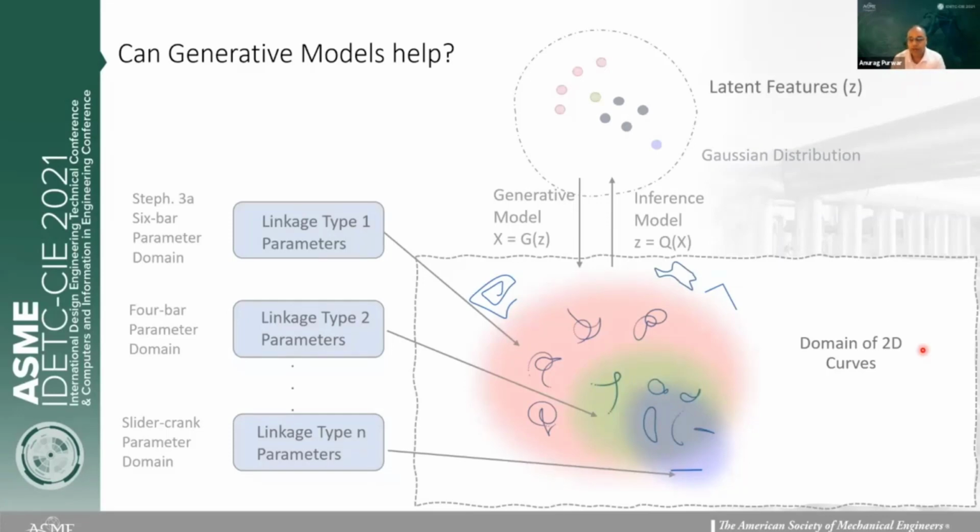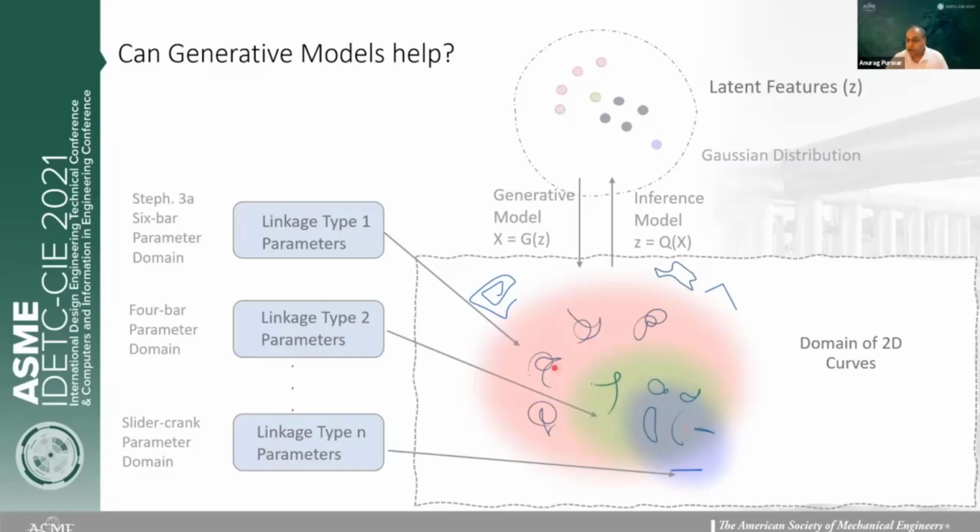So the idea of the generative models is that you have different types of mechanisms, right? Let's say, a Stephenson 6-bar, 4-bar, and a slider crank. And each of these types of mechanisms has associated parameters, right? Dimensional parameters of what their lengths are, where the fixed pivots are, where the moving pivots are. And they all can create different kinds of curves, right? This is something that we know.